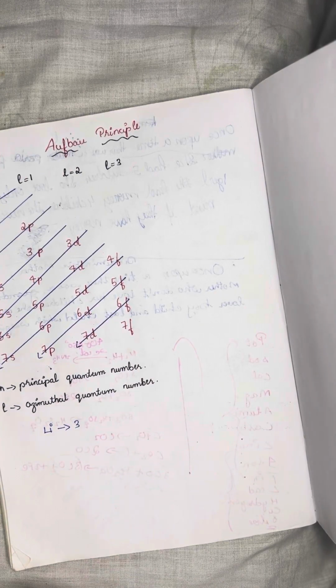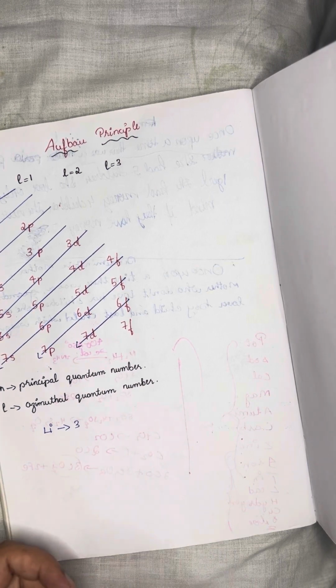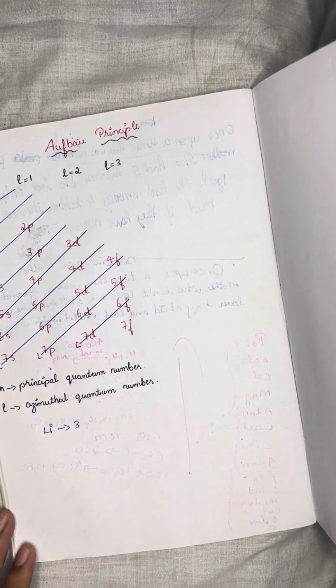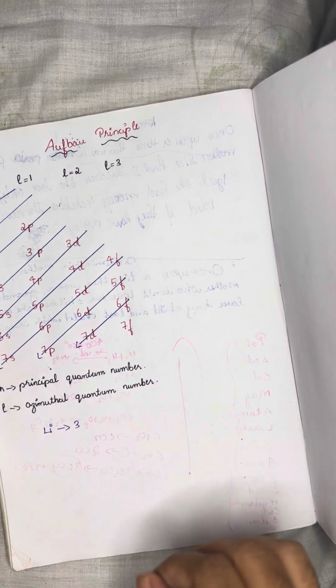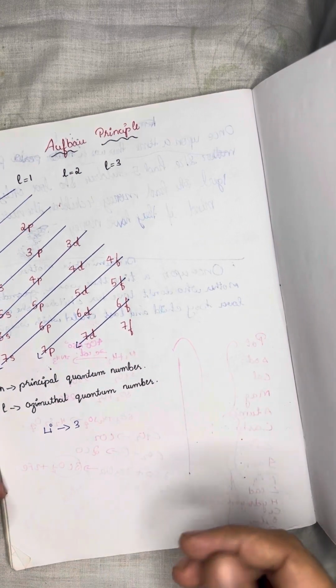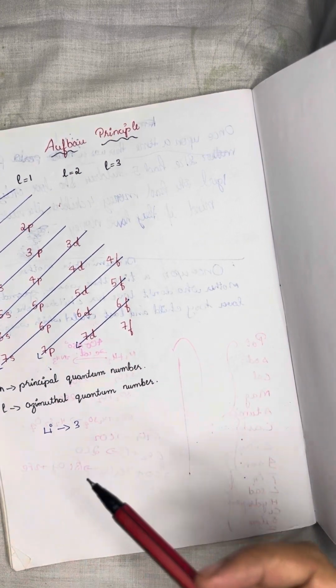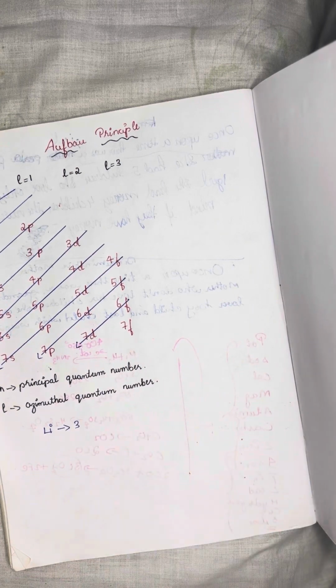In today's class, we will be learning about the Aufbau principle. You know that the Aufbau principle is a very important concept in the field of chemistry, and as a science student, you need to learn about it. Before going to this principle, we need to know various quantum terms, and I will be updating a video upon quantum mechanics.